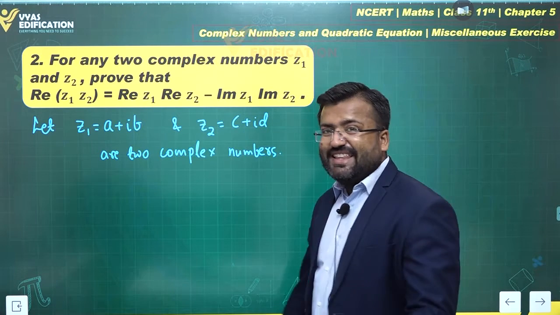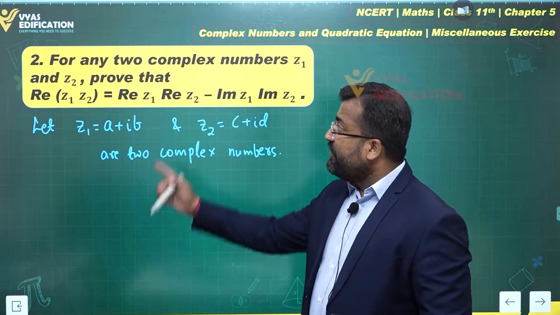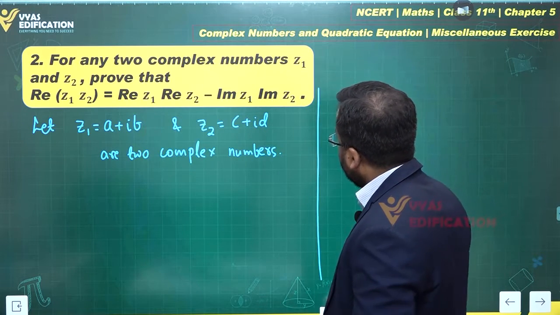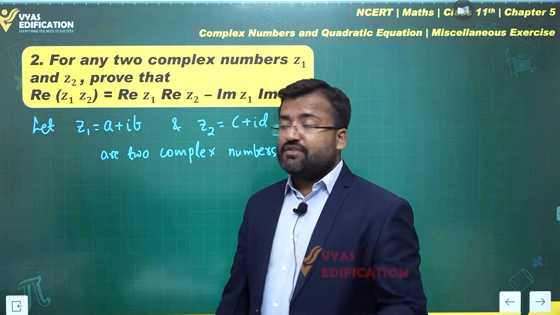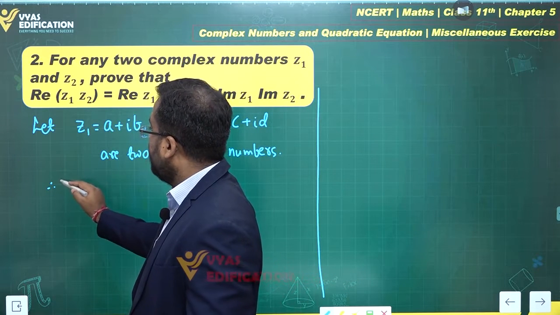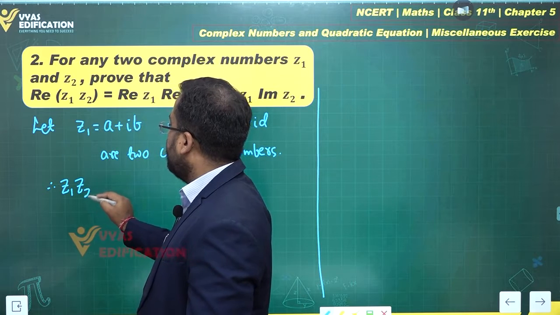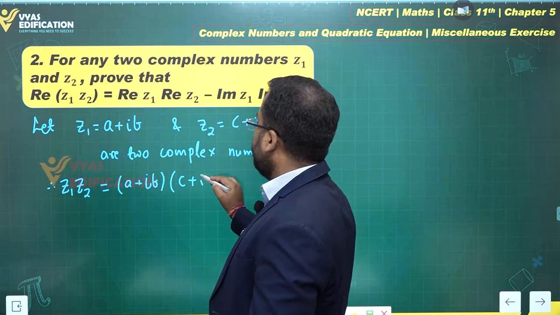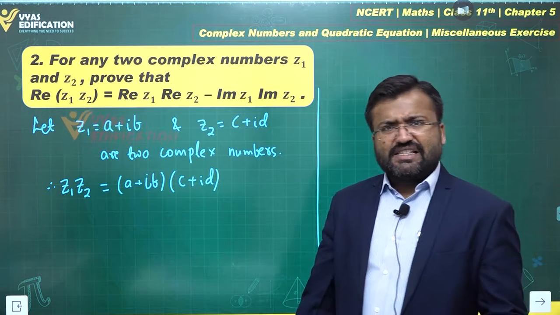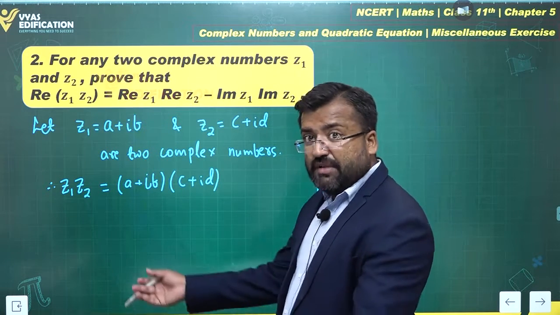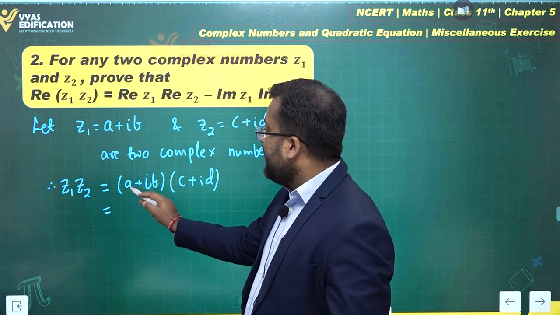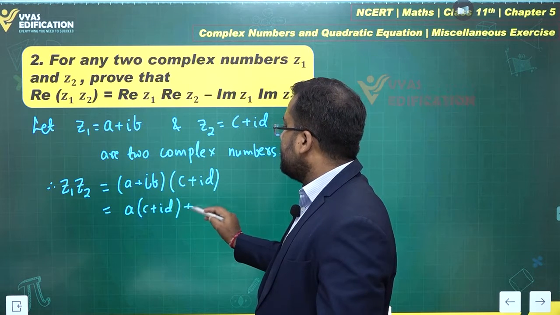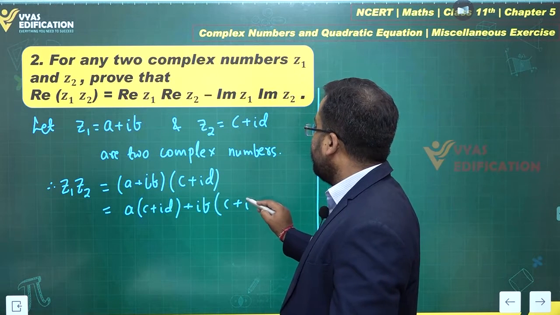In this case, I'll begin by trying to find the real part of the product z1 z2, which is important. So let's find the product of z1 z2 first. The product z1 z2 is actually (a plus ib) times (c plus id). That's pretty simple. Let's multiply them together and apply the distributive law: a gets multiplied with (c plus id), plus ib gets multiplied with (c plus id).